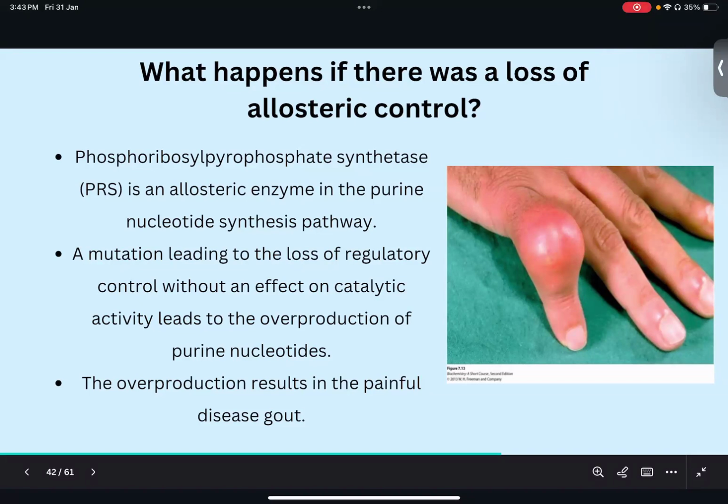You guys are going to take this, I think, at the end of the module, I think. So you just need to know there is a loss of allosteric control, which causes the overproduction of purine nucleotides, and it forms gout.